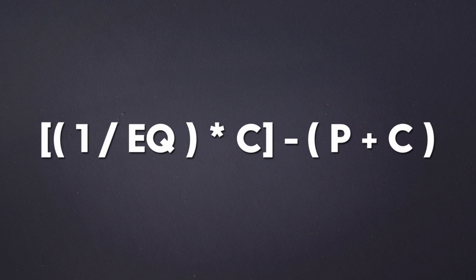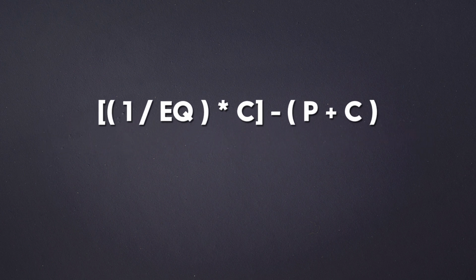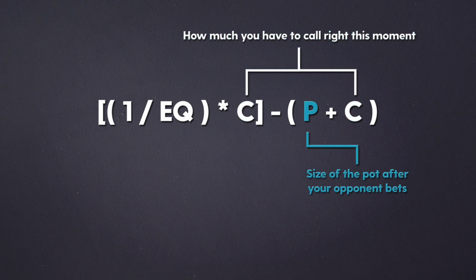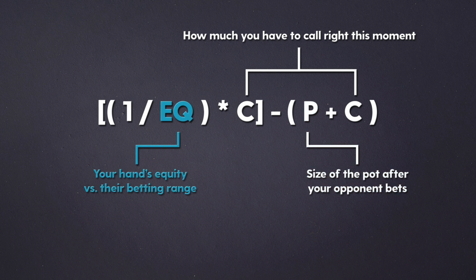All right, so let's first start by breaking down the actual formula for implied odds, and here it is. It's 1 divided by EQ times C minus P plus C. And yes, this is pretty scary and a little bit ugly, but to break down all the variables, C is how much you have to call right this moment, P is the size of the pot after your opponent bets, and EQ is your hand's equity versus their betting range.